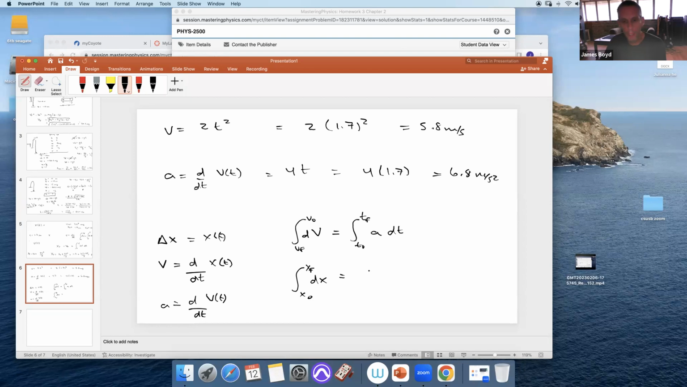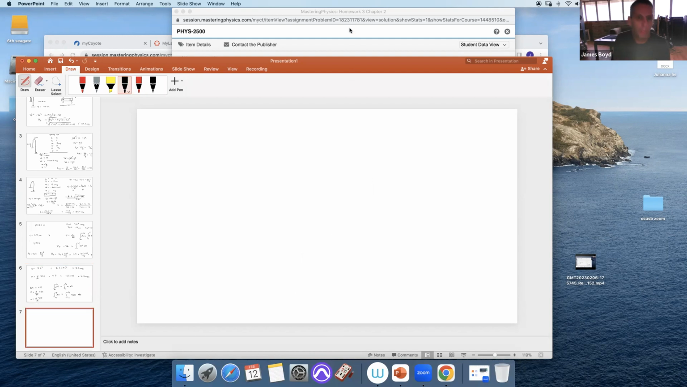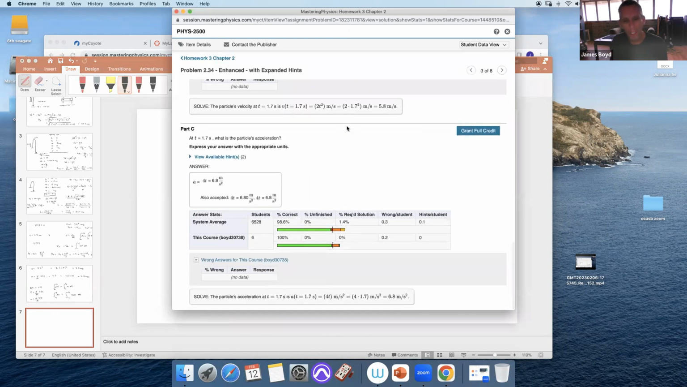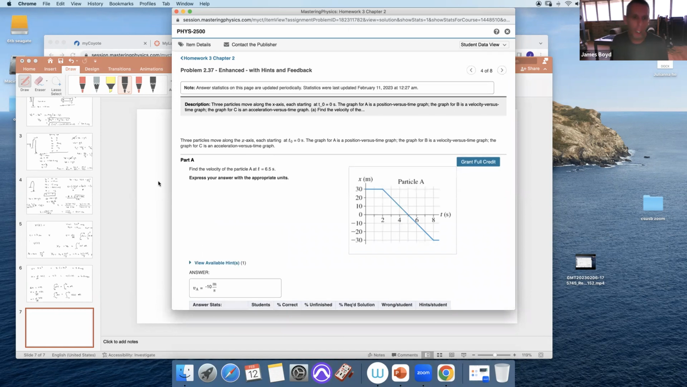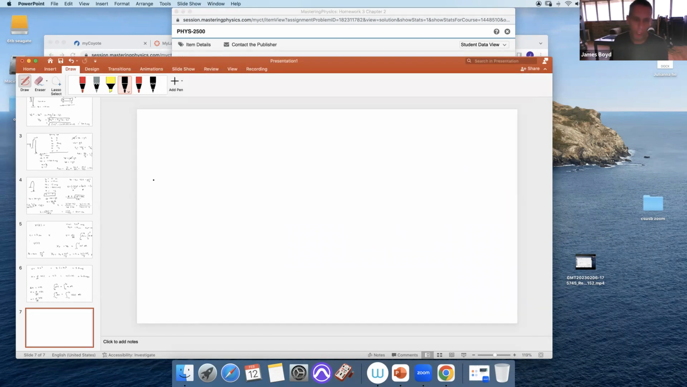And this is t initial to t final of your velocity function, dt. So just make sure you know those, that you're aware of those. You probably won't have to do that on the test. However, there's also the graphical way of doing this.